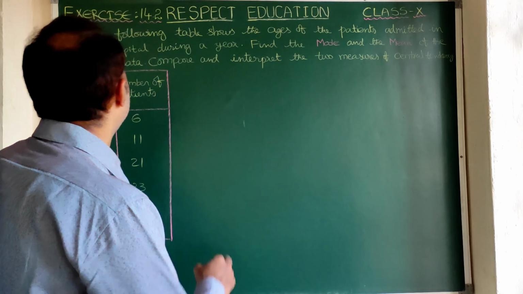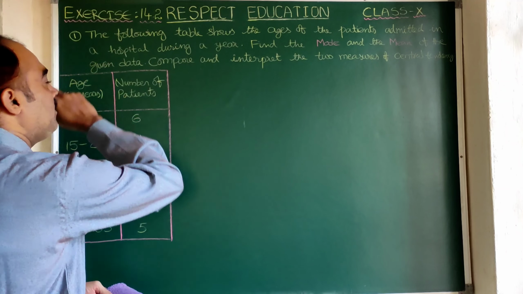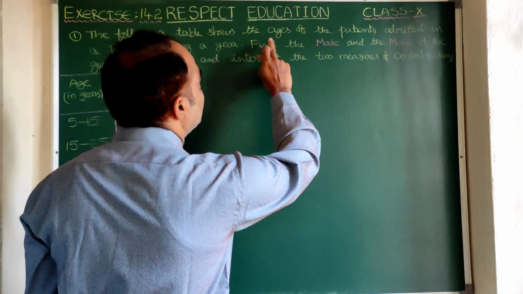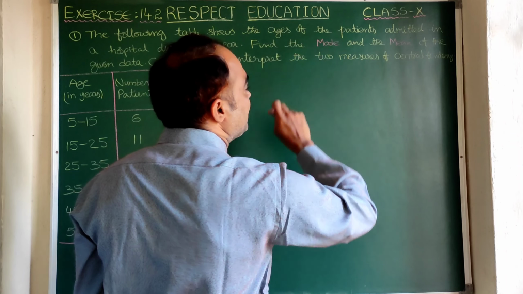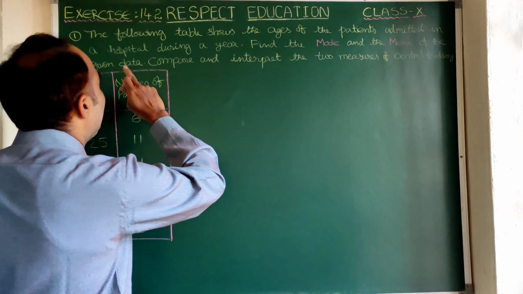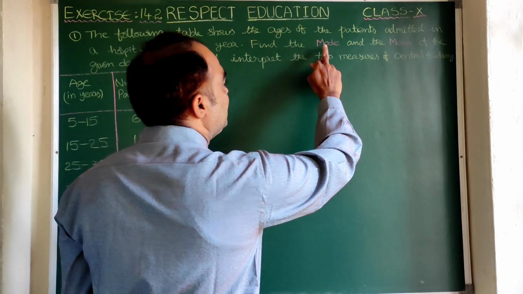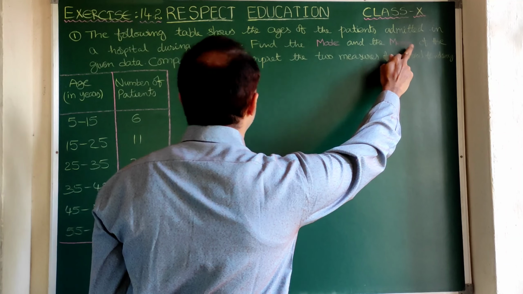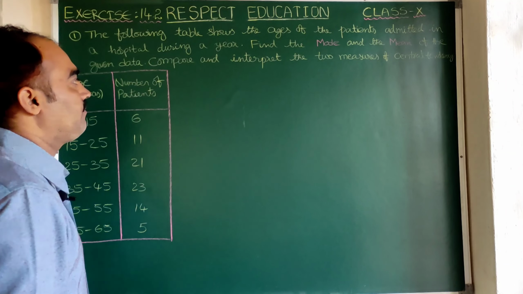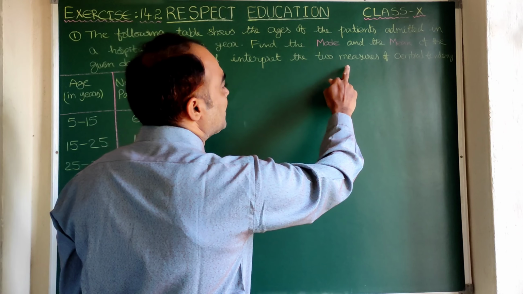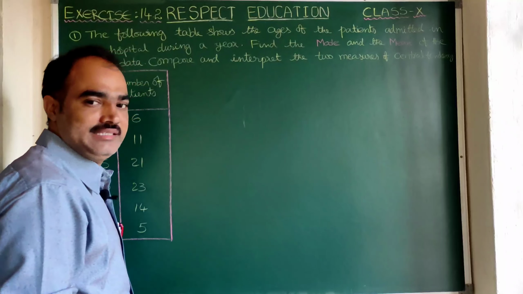Now we see exercise 14.2. In that problem number 1. The following table shows the ages of the patients admitted in a hospital during a year. Find the mode and the mean of the given data. Compare and interpret the two measures of central tendency.